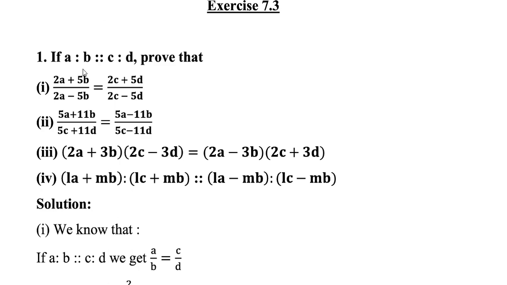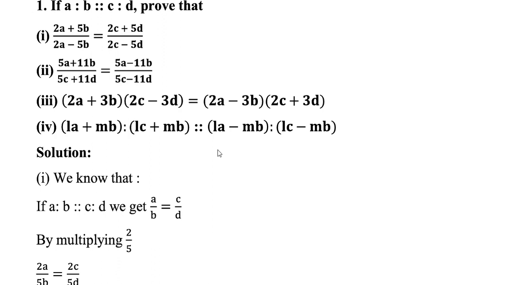If a is to b as c is to d, prove that these four questions hold. So let's solve them one by one. First, given a is to b is equal to c is to d, we can write a by b is equal to c by d.